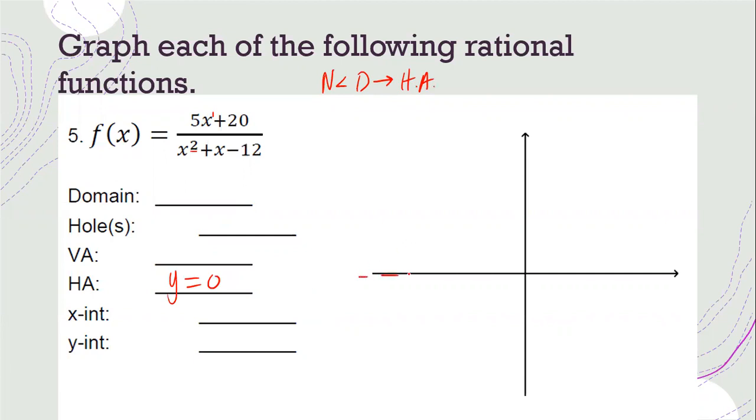So if you wanted to go ahead and plot that, you could, or you could just wait to the end to plot them all together.